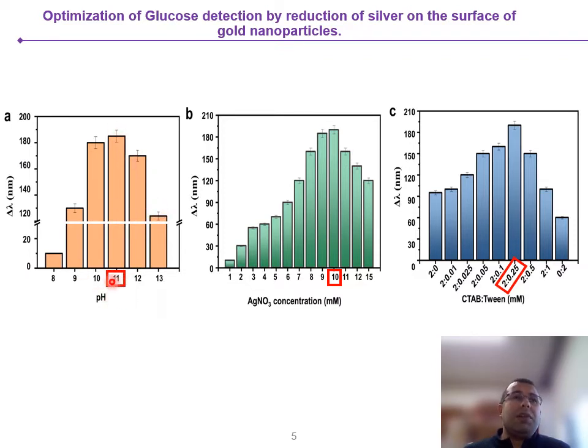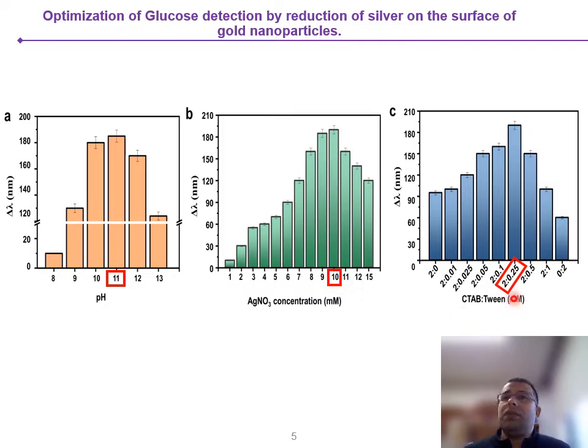So the optimum pH that we found is 11, and this is because when increasing the pH, the ability of glucose as reducing agent increases until reaching here. After increasing beyond this, there is precipitation of silver ion as AgOH. Second factor is the concentration of silver ion. We found that 10 is the optimum concentration of the silver ion.